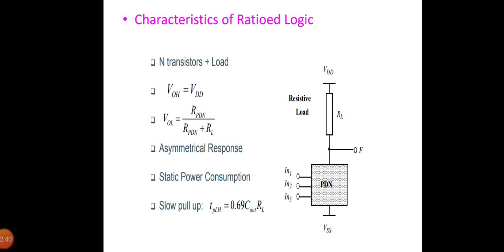The sizing of the load device relative to the pull-down devices can be used to trade off parameters such as noise margin, propagation delay, and power dissipation. Since the voltage swing on the output and the overall functionality of the gate depend on the ratio of the NMOS and PMOS sizes, the circuit is called ratioed. This is in contrast with ratioless logic styles such as complementary CMOS, where the low and high levels do not depend on transistor sizes.